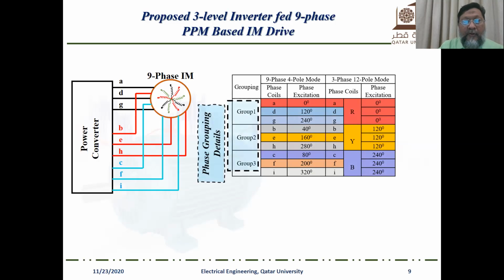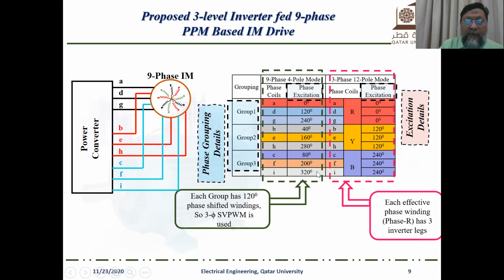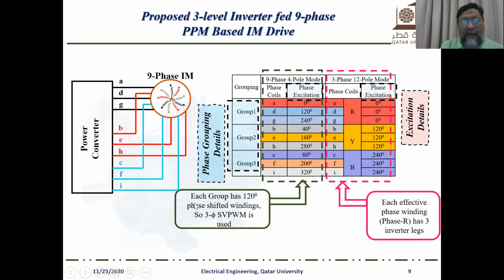We have 3 groups of windings. There are 9 windings. They are divided in 3 groups called Group 1, Group 2, and Group 3. So when operating as 9-phase 4-pole mode, the windings are excited at 0 degree, 120 degree, 240 degree, like this. So this is phase A, this is phase B, this is phase C, then this is phase D. So this is how we excite the phases, and each group has 120 degree phase shifted winding. So this is Group 1, this is Group 2, and this is Group 3. Since we have 3 groups, in each group we implement a 3-phase space vector modulation, and this is the excitation scheme.